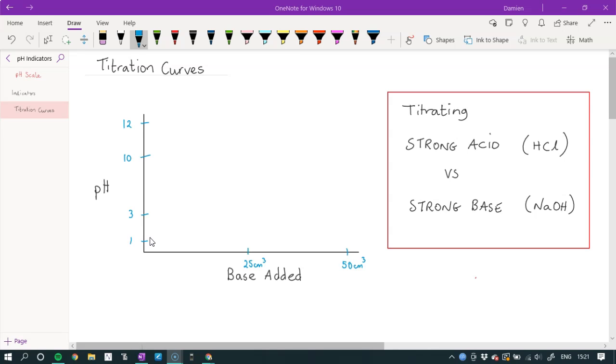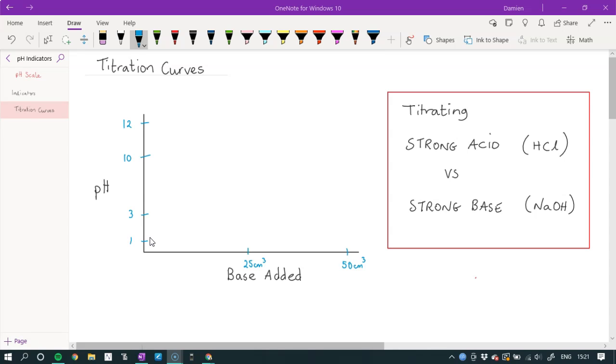So in this video we're going to have a look at some titration curves. And a titration curve is a graphical way of showing what happens when you react an acid with a base and how much base you've got to add in order for the acid to be neutralized.